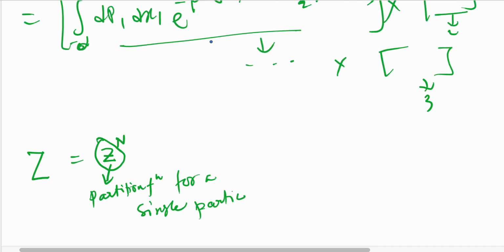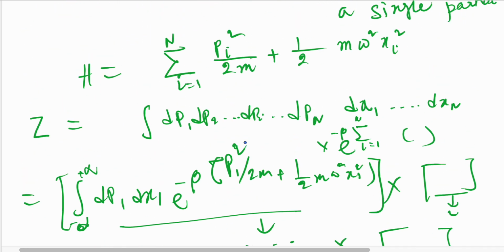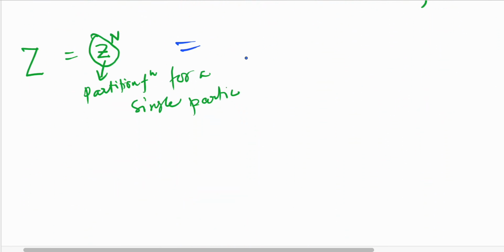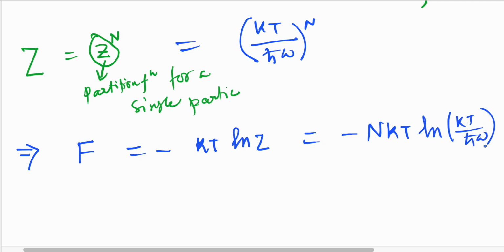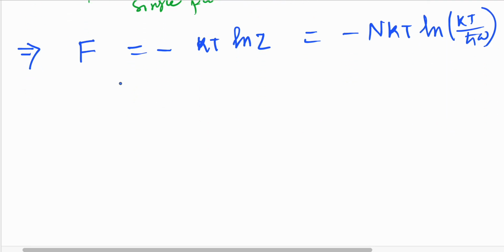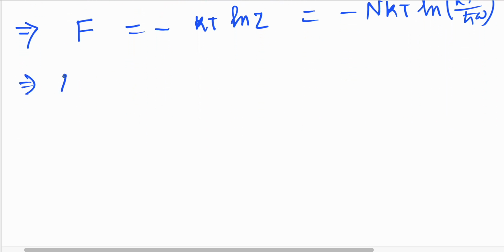So that means here we can write the partition function as (kT/ħω)^N. So then, what will be the free energy? Free energy is nothing but minus kT ln Z. So here, minus N kT ln(kT/ħω). And what will be its chemical potential?